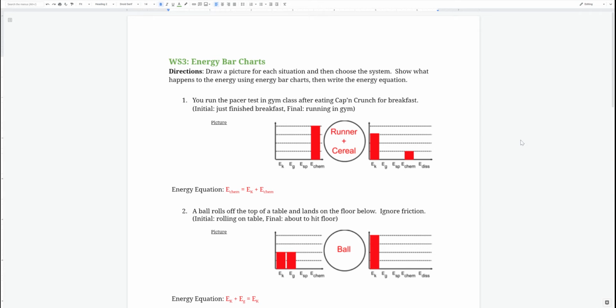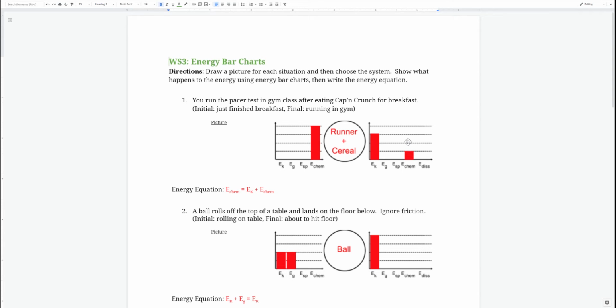All right, here we're looking at worksheet 3. First problem, we have a person running the pacer test in gym after they eat some Captain Crunch for breakfast. So our system here is the runner and the cereal. The initial situation is just after they finish breakfast, so that means they ate food, so they have some chemical energy. We're assuming they're not moving here, they're not up in the air, there's no springs involved, so just chemical energy. And then at the end, they're running in the gym, so they have some kinetic energy from running, and then we left a little chemical energy in here, like maybe some of that Captain Crunch, they haven't used it all to run yet.